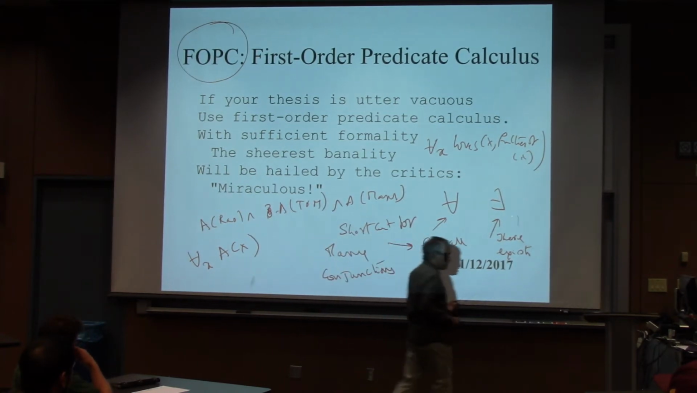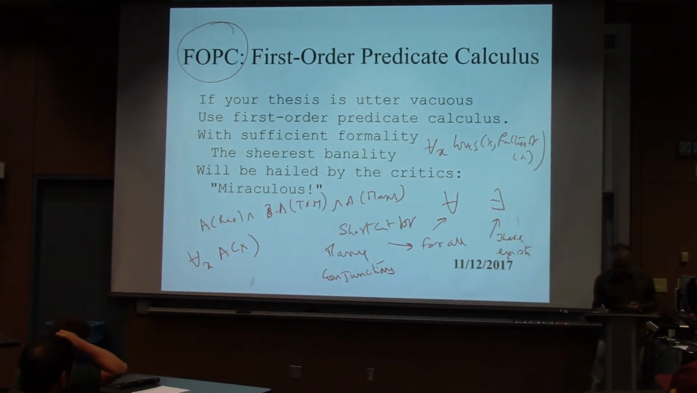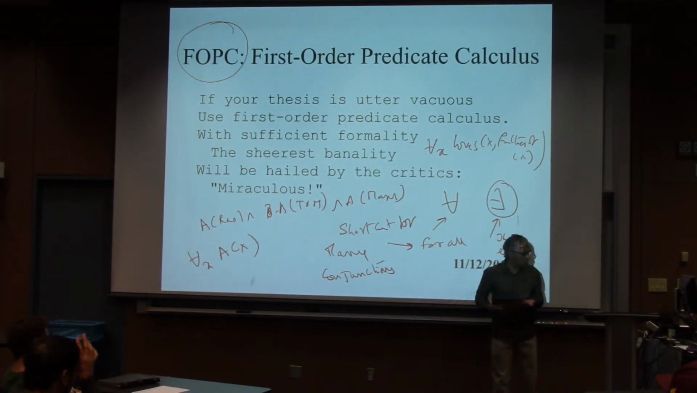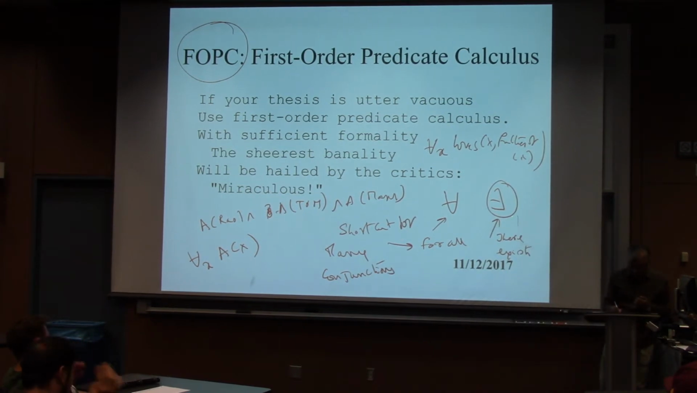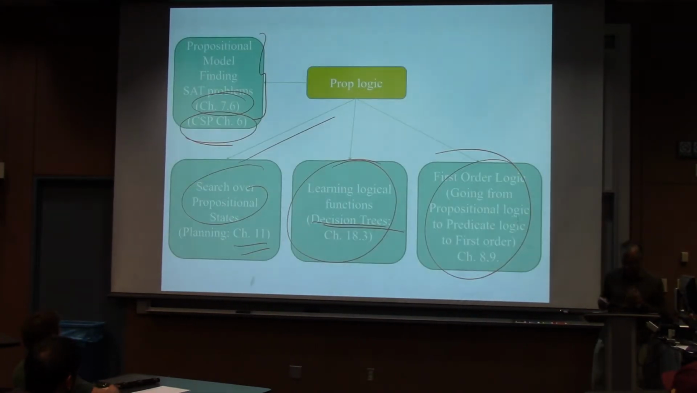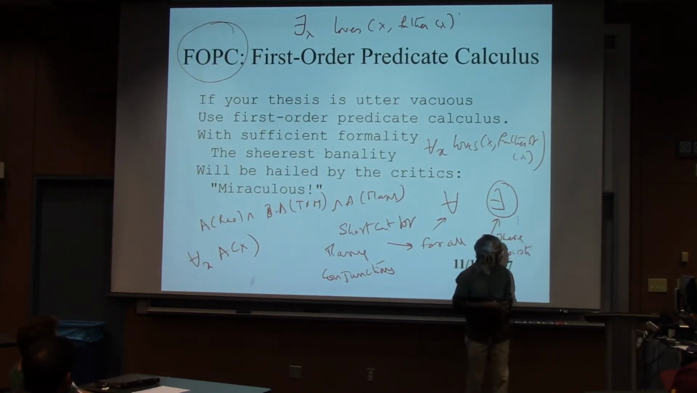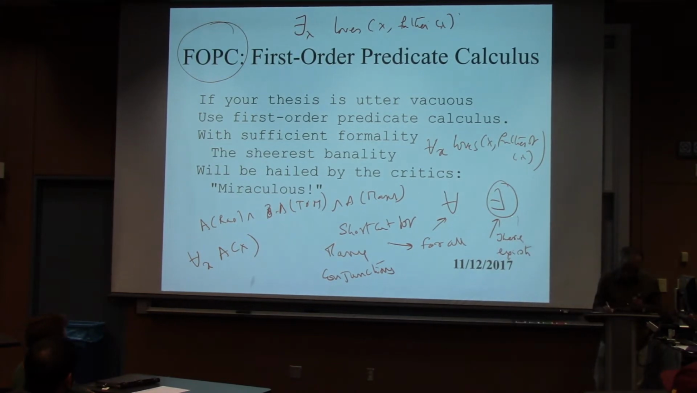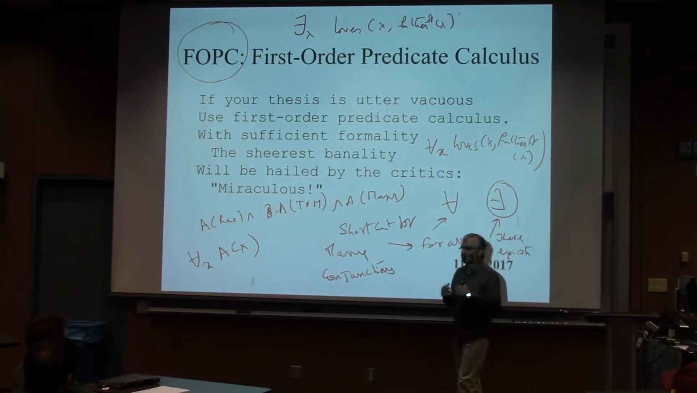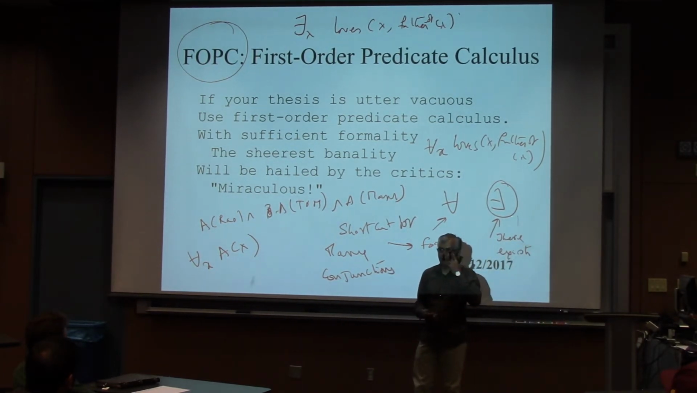Equivalently, there exists is a shortcut for disjunction. So if I want to say that at least some people love their father, then I just say there exists X, loves X, father of X. Okay, so there exists is just a shortcut for a big disjunction, and for all is a shortcut for a big conjunction. Just keep that in the back of your mind.